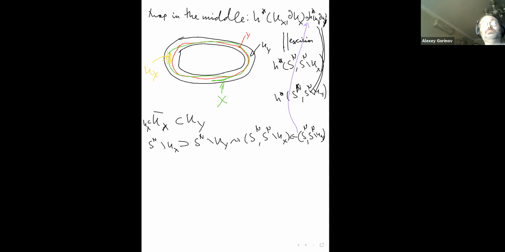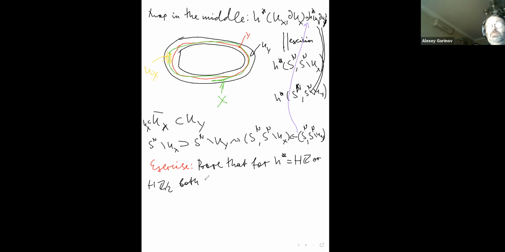Well, exercise: prove that for the usual cohomology theory, this construction agrees with the one given by the Poincare duality.